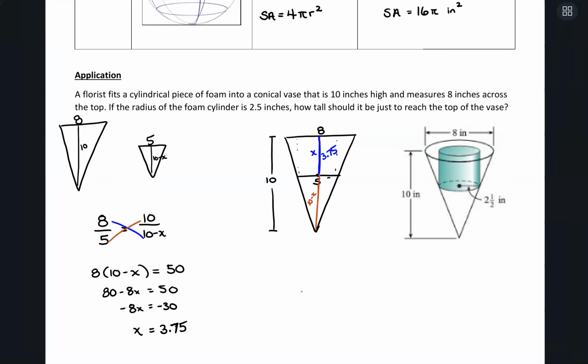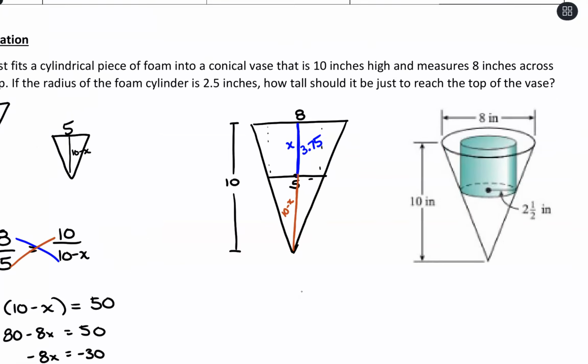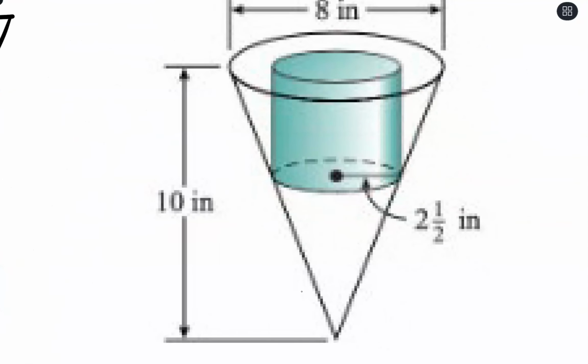So we set it up and could use similar triangles to solve, and we wanted to know how tall it should be to reach the top of the vase, which is the cylinder. So if we go back to our three-dimensional image here, what we did is we kind of focused on this triangle here, but in doing that, we solved for this height right here, which we found was 3.75.